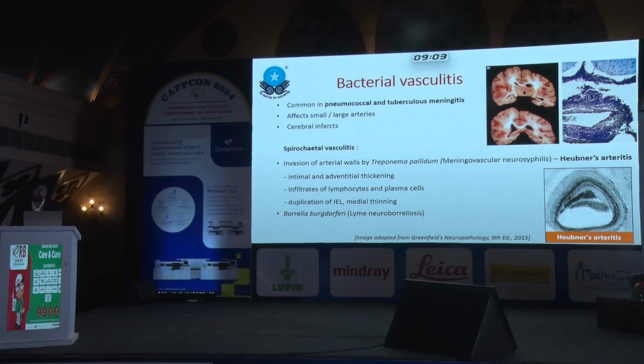Particularly in meningovascular neurosyphilis, treponema usually invades the arterial wall, leading to Heubner's arteritis, which is characterized by intimal and adventitial thickening, and dense infiltrations of lymphocytes and plasma cells in the adventitia. There is thinning of the media and duplication of the internal elastic lamina. In Lyme disease due to Borrelia, vasculitis is also common.